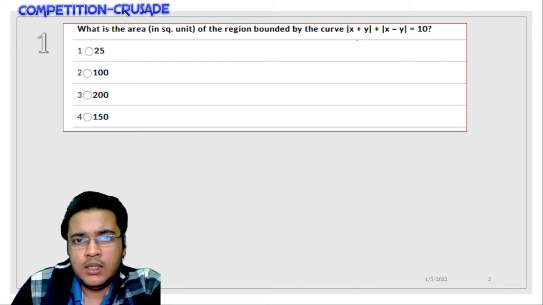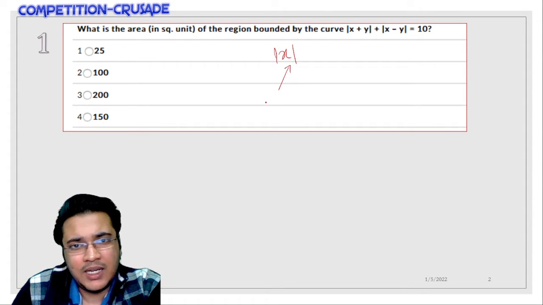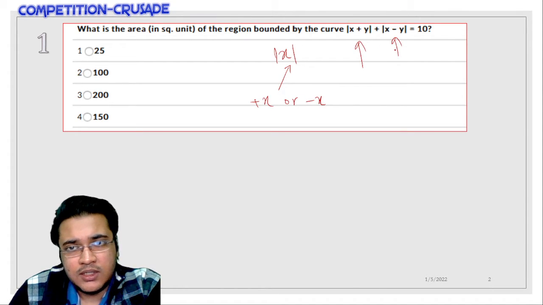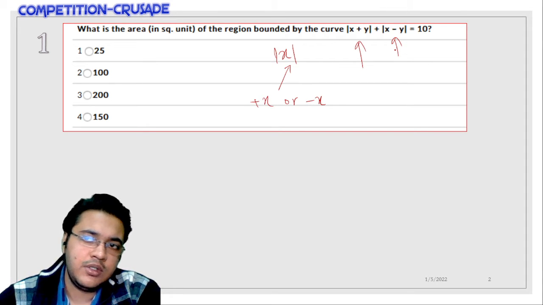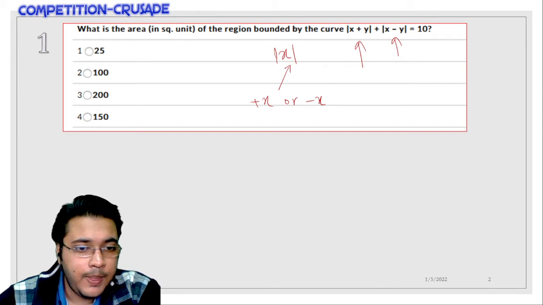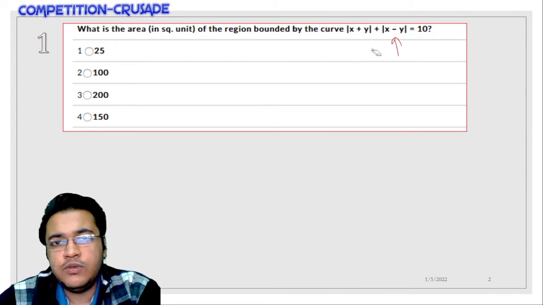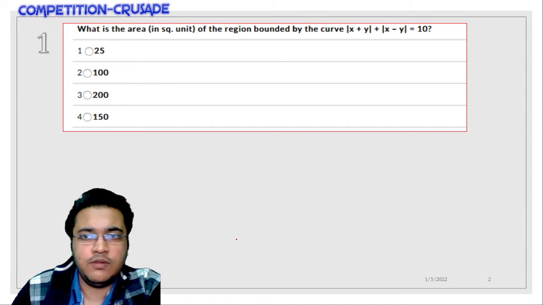You see, just now as I have mentioned, the input of this mod of x can be a positive x, or it can be a negative x. Because this is a variable, this is also a variable, I don't know the input, whether it is a positive one or a negative one. So the idea is that I'm trying to remove the operator from the variables, and the moment I remove the operators, I will get the equation of a straight line.